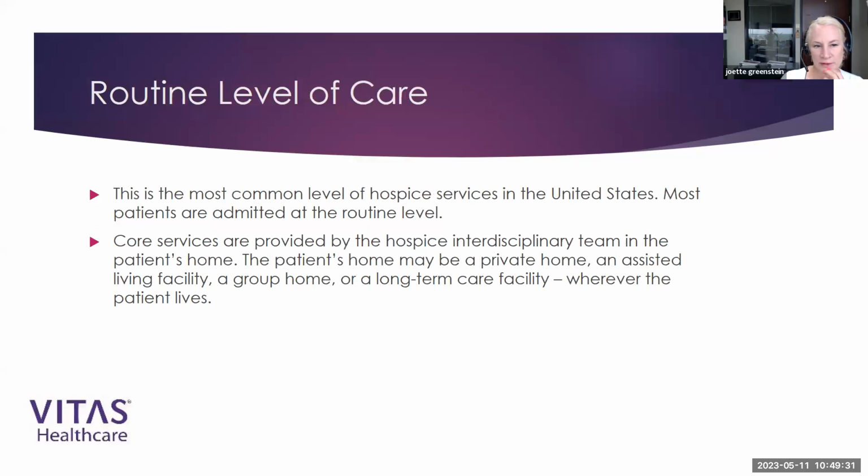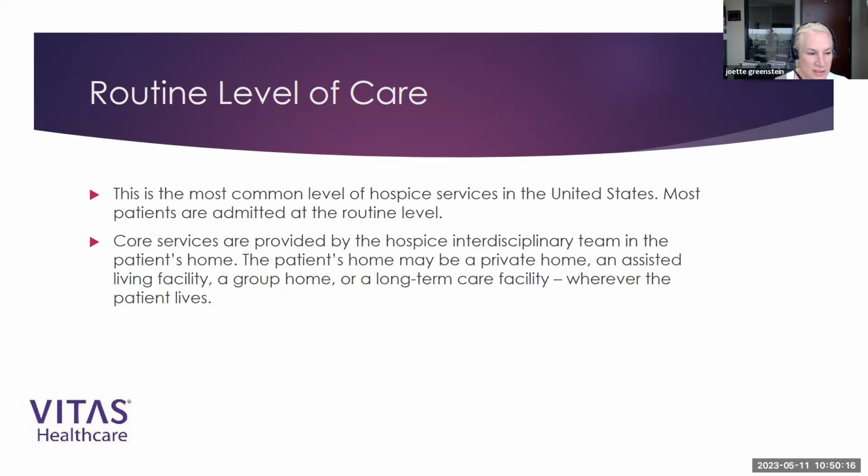So let's move on to our levels. Routine level of care is the most common level of hospice care in the United States. Right now on my hospice, all our patients are on routine level of care except one patient. I have one patient on crisis care right now at an assisted living facility. Routine level of care provides the core services provided by the interdisciplinary team that we reviewed. A patient's home could be their private home, assisted living, a group home, or a long-term care facility, wherever the patient lives. These patients are getting care based on their care plan.